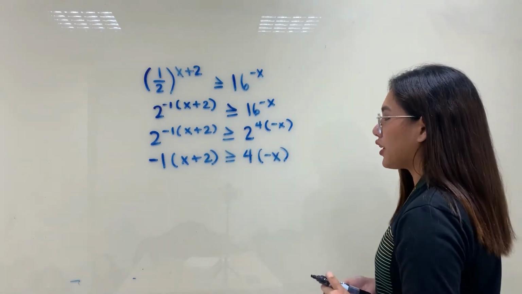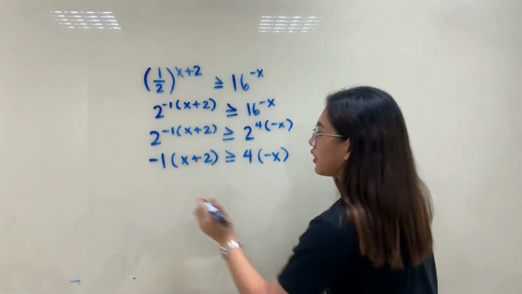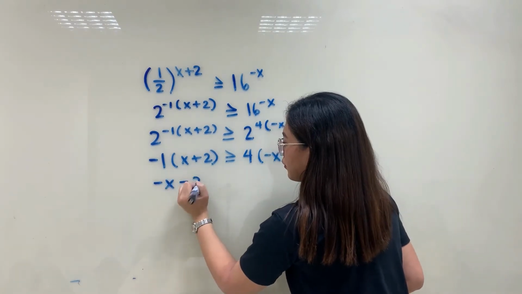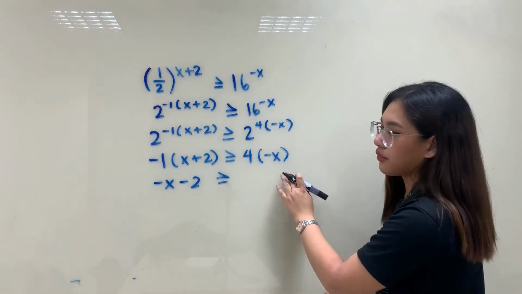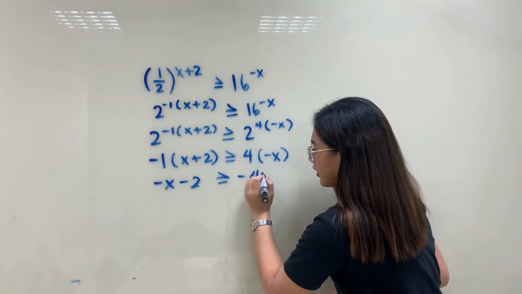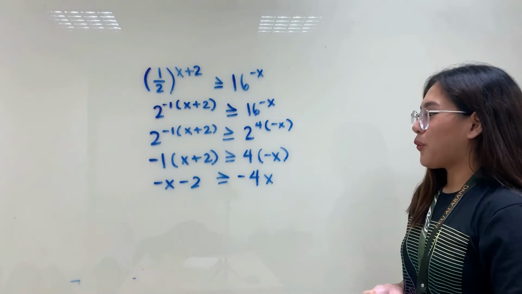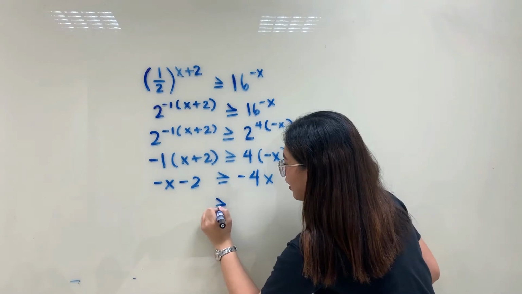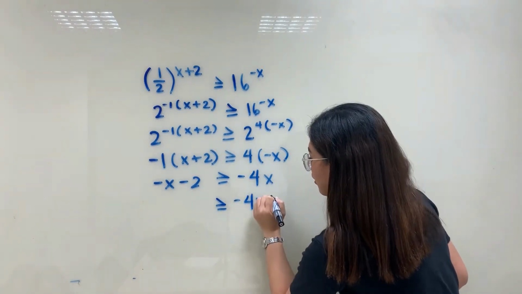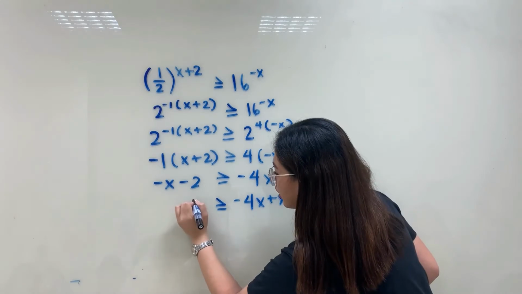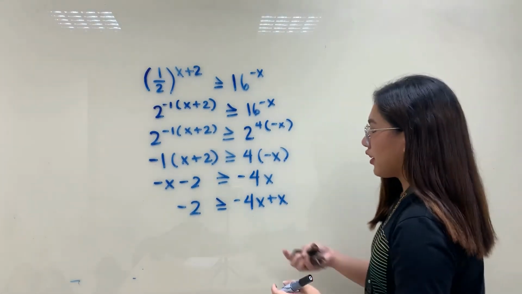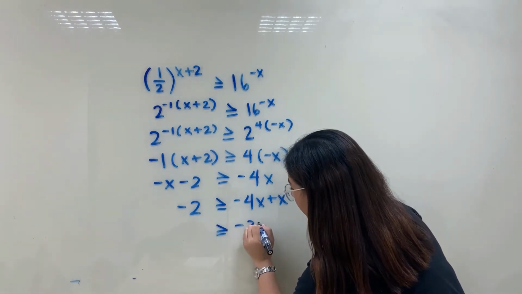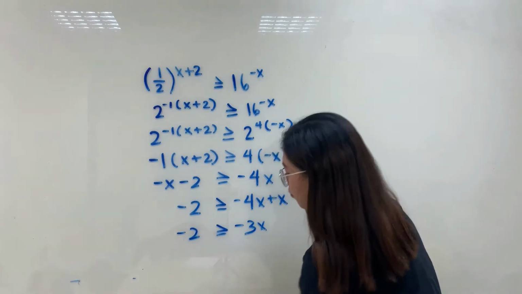Now we will multiply negative 1 times x, which is equal to negative x. Then negative 1 times 2 is equal to negative 2. On the other side, we have 4 times negative x, which is equal to negative 4x. Now, we will combine the like terms by transferring negative x into the other side. Negative 4x plus x, and on the other side is negative 4. Now, negative 4x plus x is equal to negative 3x. Then copy the other side.